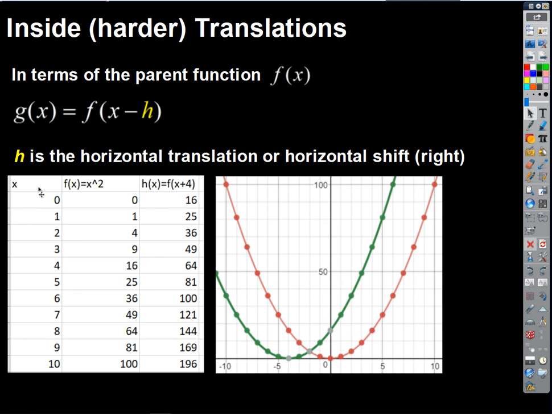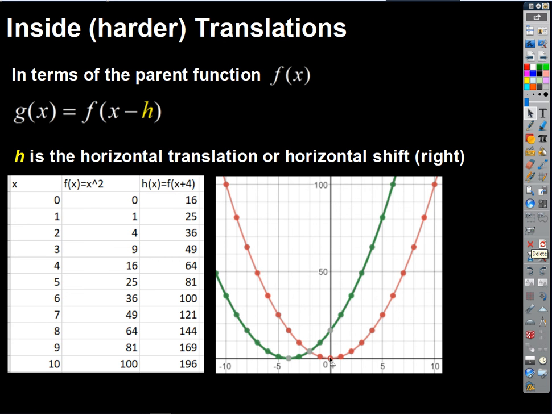So if I start off with f of x equals x squared, and I want to do something, I called it h here instead of g. Pretend it's g. G of x equals f of x plus 4. Well, think what that's doing then. That should slide it left or right. If I'm adding 4 inside the function, I should slide it left.